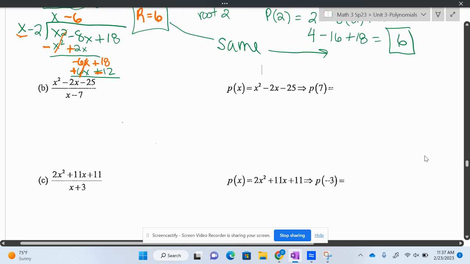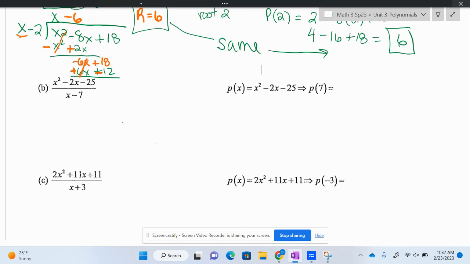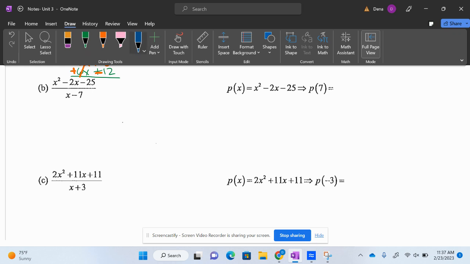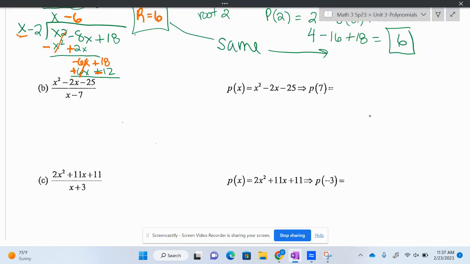Let's do this again. So I'm starting right here with this polynomial: x squared minus 2x minus 25, divided by x minus 7. If I use synthetic division, what am I dividing by? Dividing by the root, positive 7. So I put a 7 here, and I put it in a little box. And then what do I put here in this space?